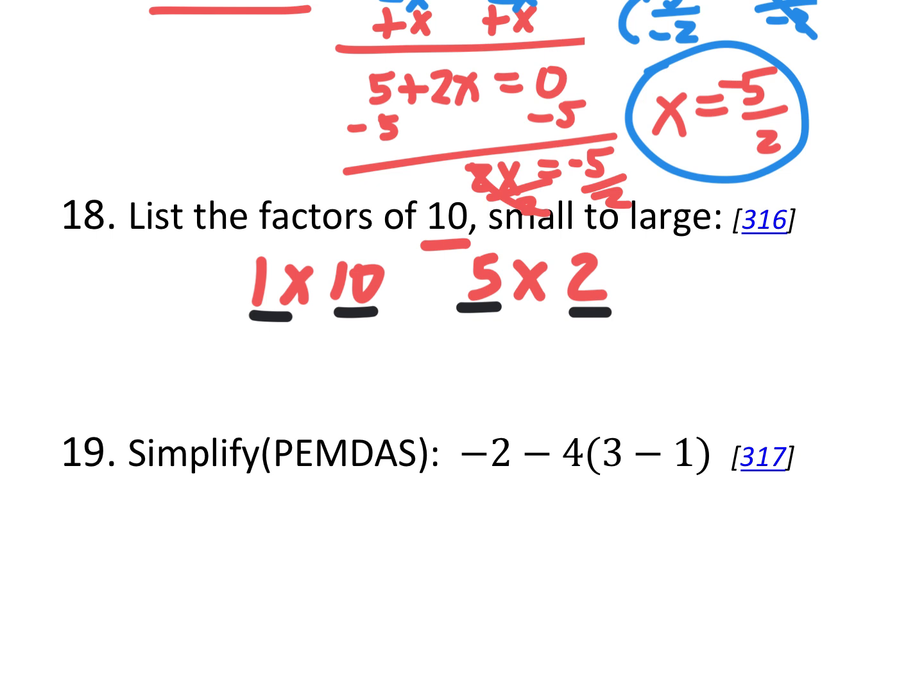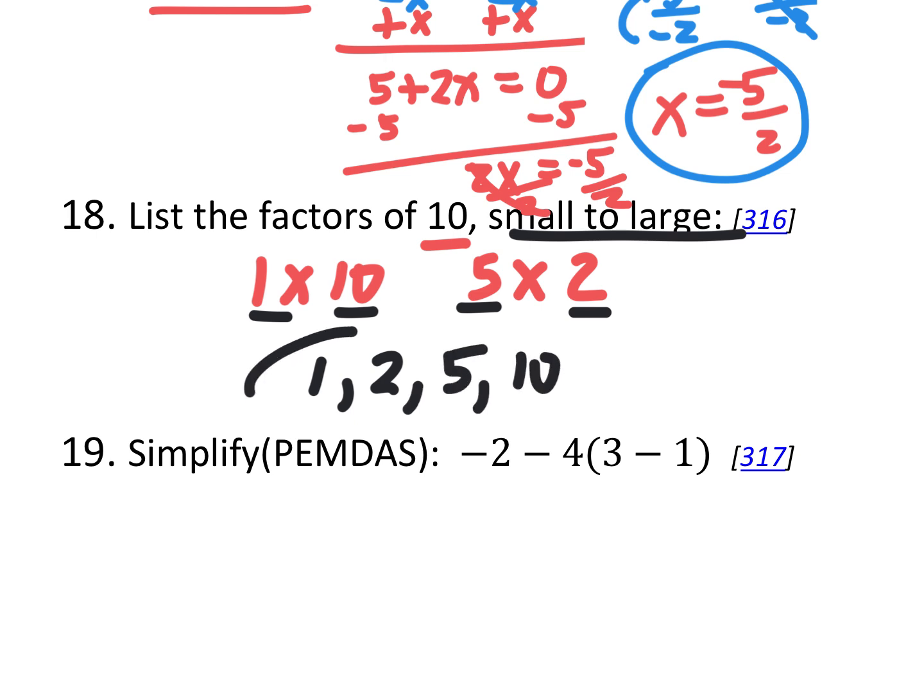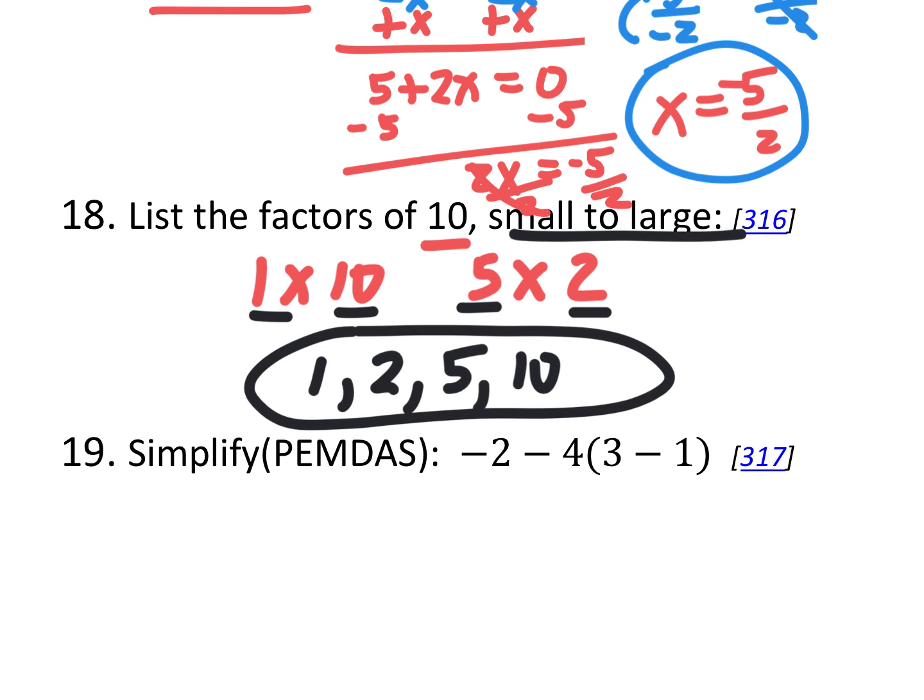Factoring is one of the most critical basic skills you got to have in math. So then the only challenge now is to list them from small to large. So I'll put 1, and then 2, and then 5, and then 10. And now they're listed from small to large. That's what I mean by listing the factors of 10.